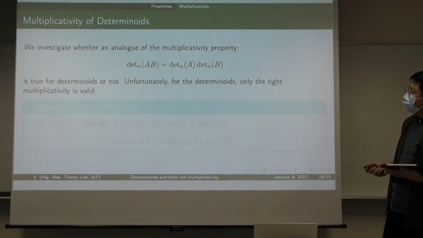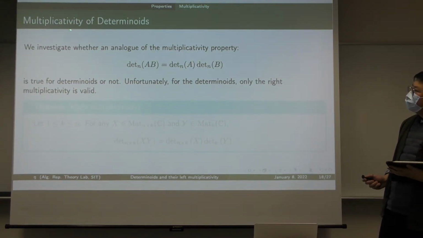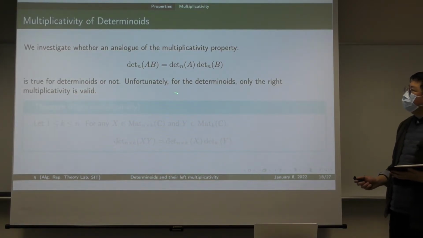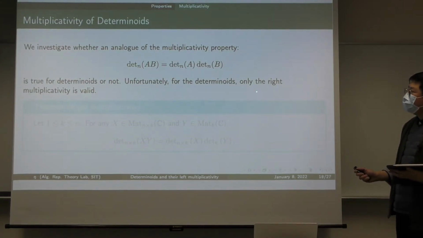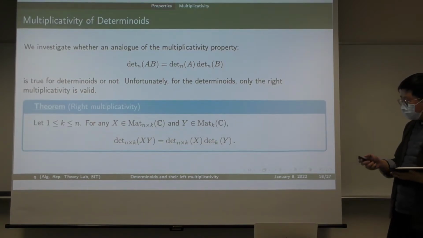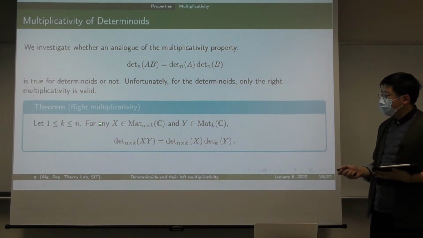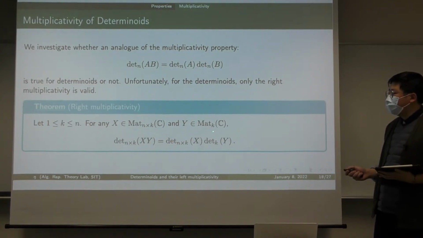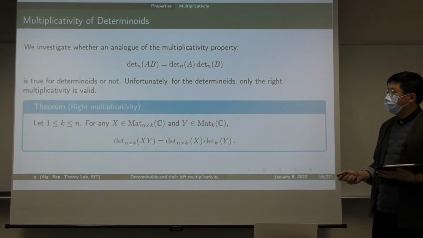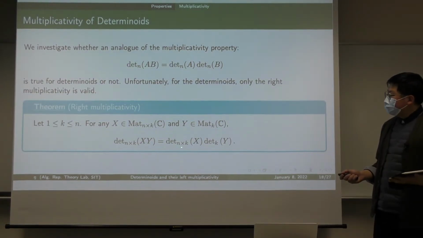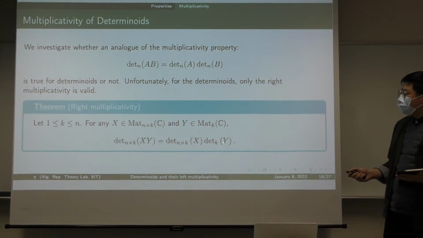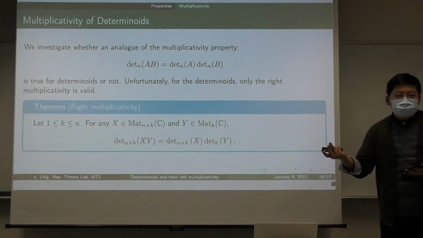Okay, next I would like to talk about the multiplicativity of determinoids. In normal determinants, we have this multiplicativity property, but for determinoids, unfortunately, it only has right multiplicativity. So for any n by k matrix X and k by k matrix Y, the determinoid of the product XY equals the determinoid of X times the determinant of Y. This is true, but if we reverse it, it's not true.